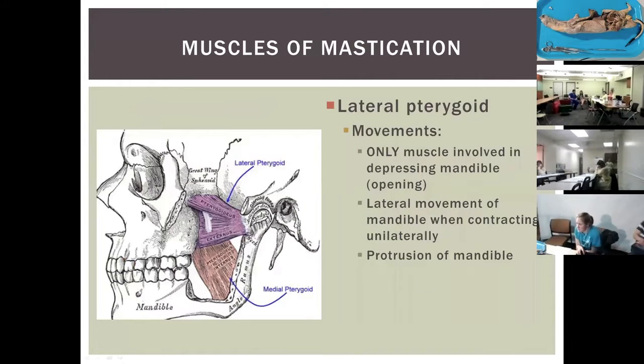Lateral pterygoid is going to be this muscle that's in the purple here. Again, it shows the medial. I like to show them together. Movements: this is the only muscle of mastication that is involved in depressing the mandible or opening the jaw. So just remember that. It's the only one involved in opening the jaw. The lateral pterygoid, if contracting unilaterally, again, can cause the mandible to move laterally. And it also helps with protrusion or sticking out your mandible, your jaw.